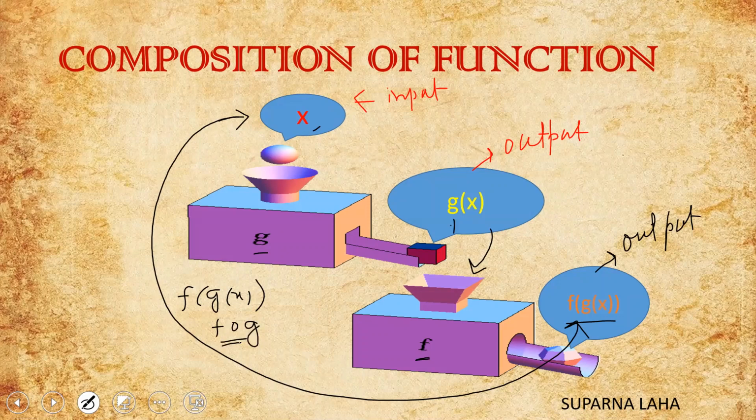So in a composition function, what I am doing is combining two functions, or more than two functions also I can combine. So the combination of two or more functions, I'm defining another function, that is f∘g, the combination of functions.